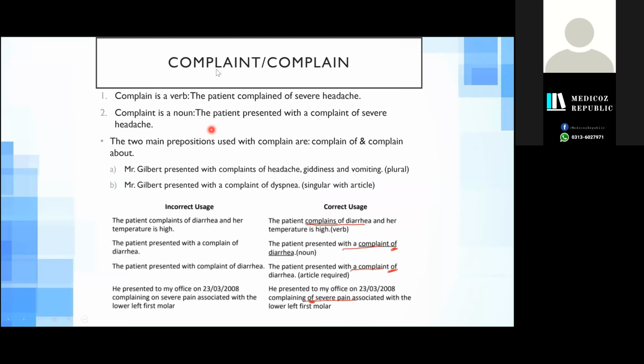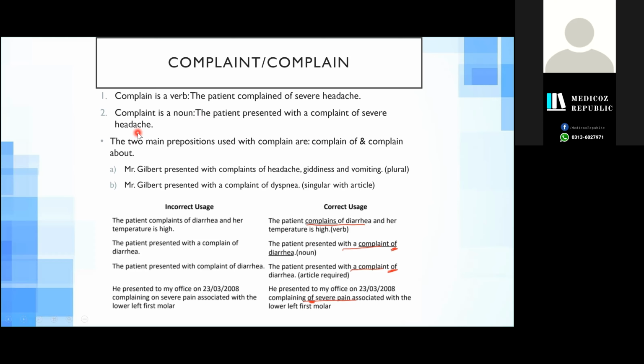Okay, so the first one is complaint or complain. Where to use complaint and where to use complain? Complain is a verb. Just forget what a verb and a noun is. Let's take a look at the examples. When we are using complain as a verb: the patient complained of severe headache. And when you are using the word complaint: the patient presented with a complaint of severe headache.